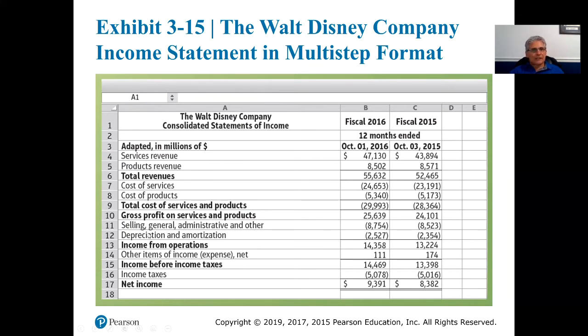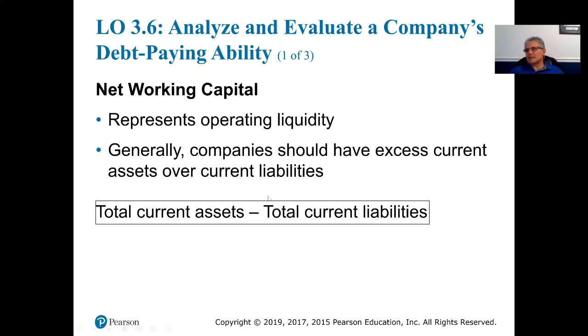Then we'll have our selling, general, and administrative expenses, depreciation, and then we have what's referred to as income from operations. We may have other income and expense items. Then we have income before taxes, income taxes, and net income. So the difference really is a multi-step is going to give you more layers of information that could be useful in analyzing the financial statements of a specific company. Study that so that you could see the multi-step financial statement.